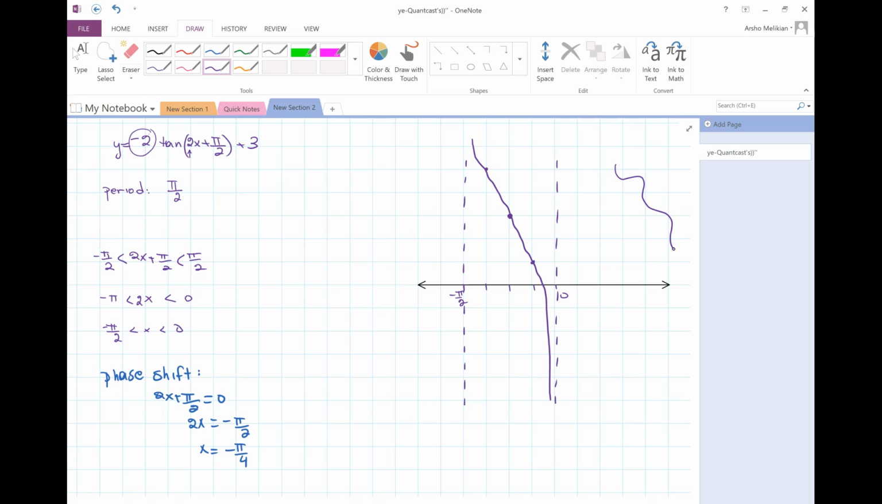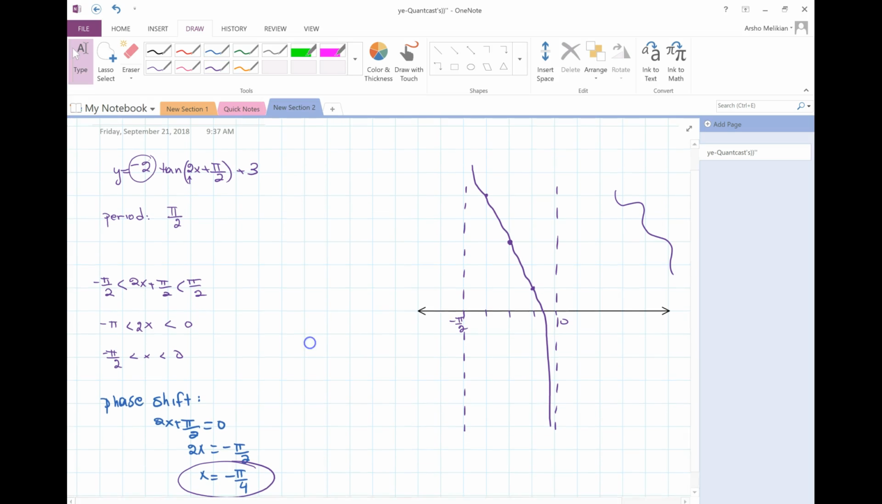So I'm confused what happened with this ratio. Right. So the phase shift, basically this whole graph moved over pi over 4. So where would it have been if there wasn't a shift? Since it's 2x, it would have started at negative pi over 4. But now it moved over even further and it's starting at negative pi over 2. Okay? All right.